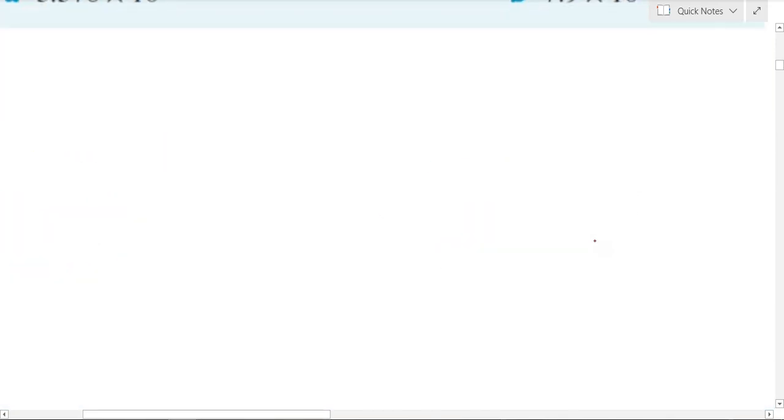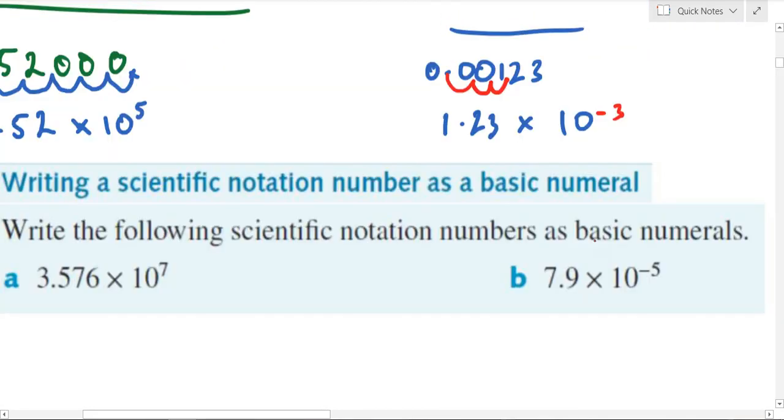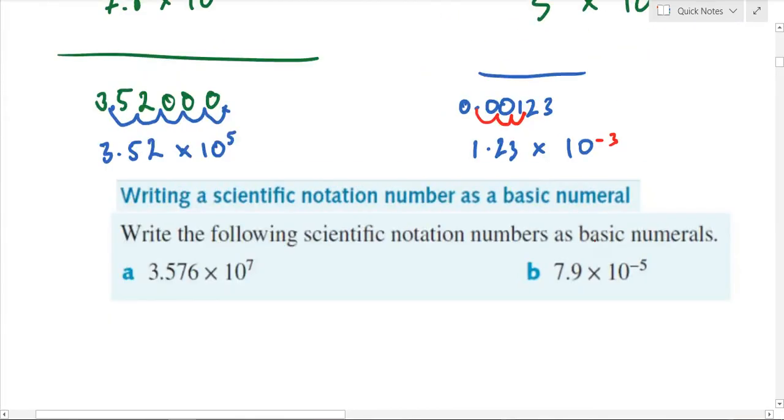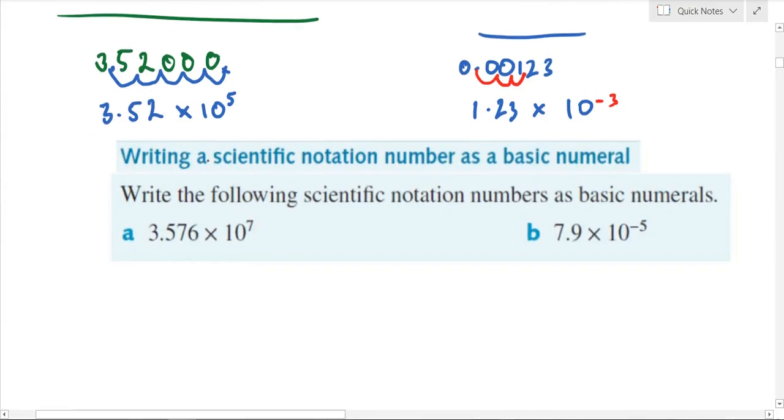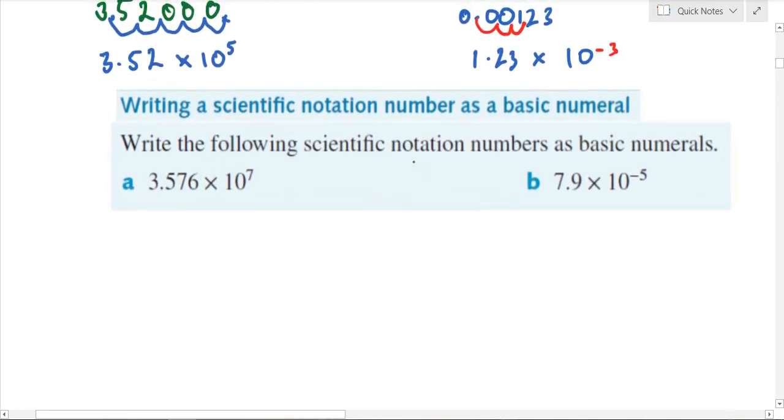I'm hoping that's making sense so far. All right, this one here is pretty straightforward. I've kind of been doing it on my calculator before. But what we're doing here is now writing a scientific notation number as its basic numeral. So what's its actual value, the complicated value?